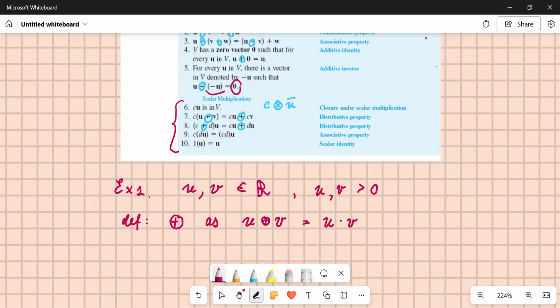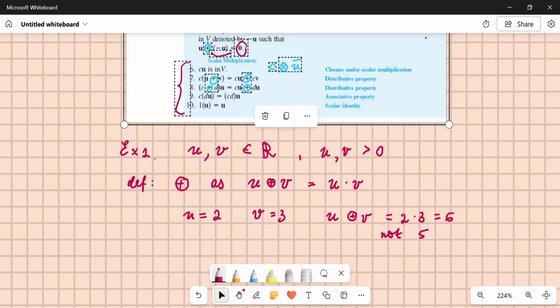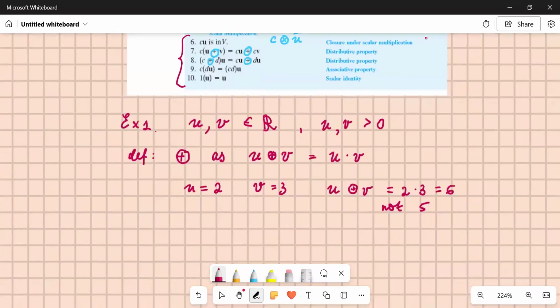I'm going to show an example. For example, if you have two numbers, u equals 2 and v equals 3, the vector addition of them is going to be the product of 2 by 3, and that's going to be equal to 6, not 5, as we would expect from 2 plus 3. So, well, again, this is our choice of the operation. We are going to name multiplication addition. Why not? Second, scalar multiplication.